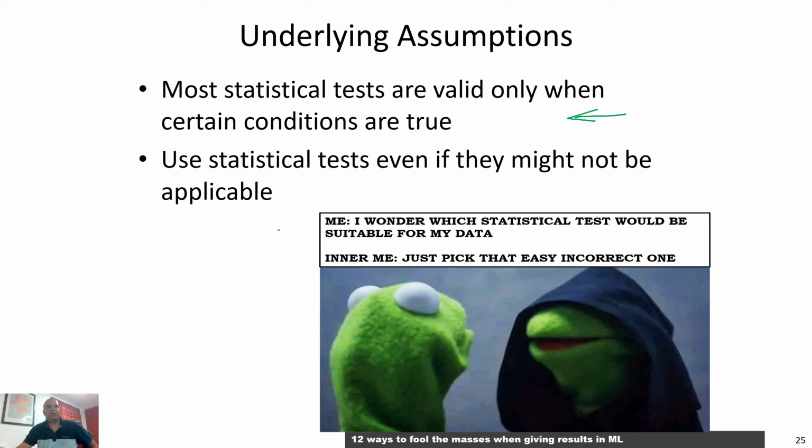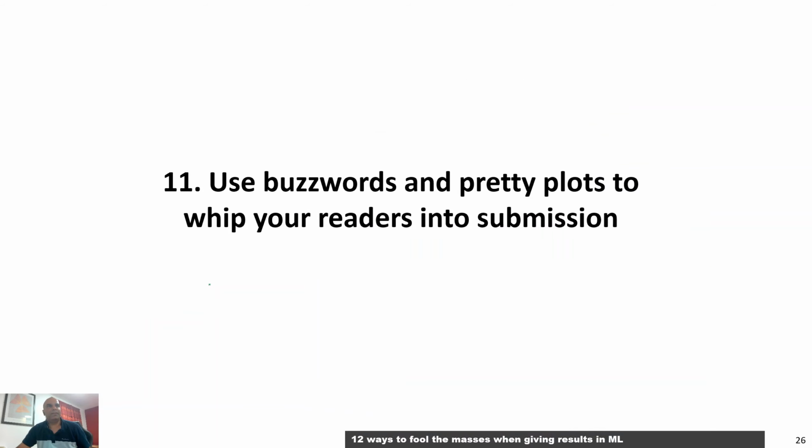So, for example, let's take a look at this joke. I wonder which statistical test would be suitable for my data. And the inner me says just pick another one, because that would make my paper look cool that I have done statistical analysis. It's always important to analyze the assumptions underlying that test. One of the common assumptions that is violated is normality, so that the performance statistic that you have is distributed according to the normal distribution. If it's not, you shouldn't be using those tests, okay?